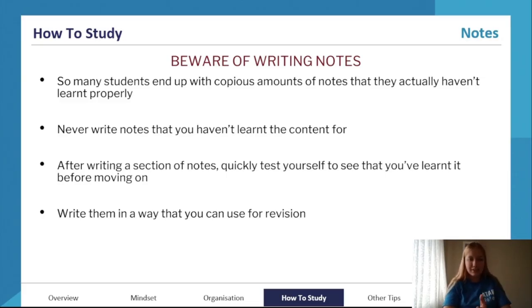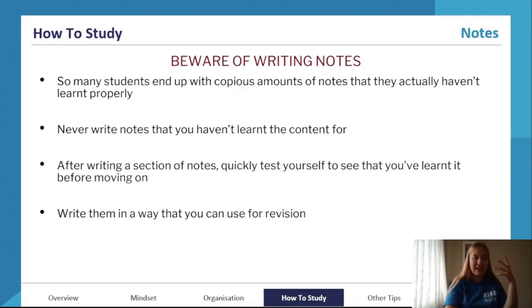And after writing a section of notes, quickly test yourself to see that you've learned it before you move on. So say you wrote notes for one lesson. At the end, when you're done, don't just close your book.